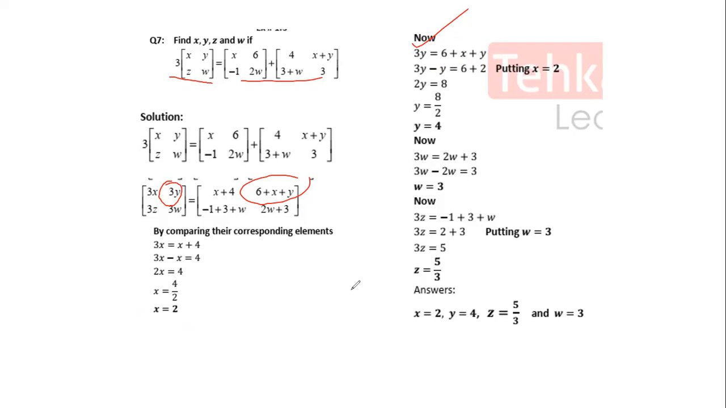So 3y minus y is only 2y, and this 6 plus x, because the y is shifted there and that becomes minus, and that is calculated as 2y. So 6 is the same, but x is equal to 2. That is done there. So this becomes 8. So we have 2y is equal to 8. Now dividing both sides by 2, you are getting y equals 4. Two values are calculated, x and y.